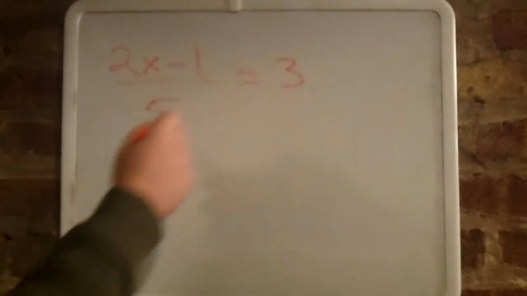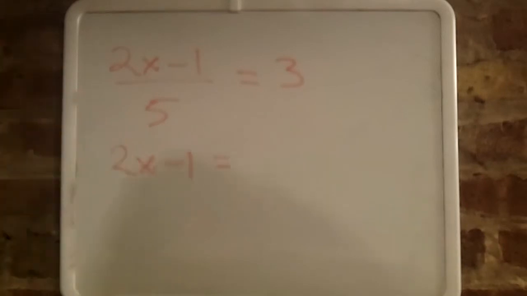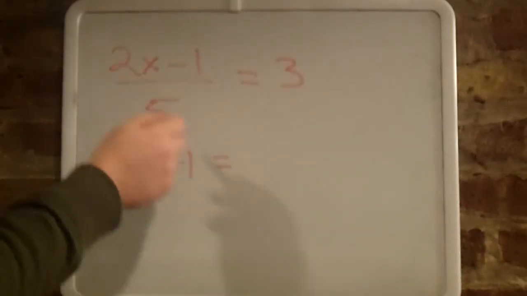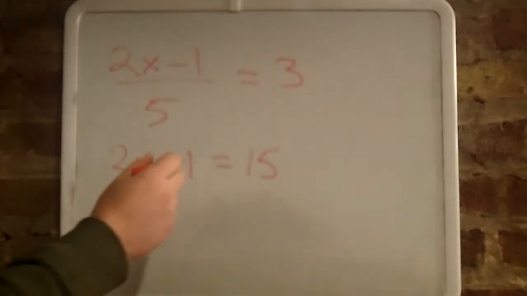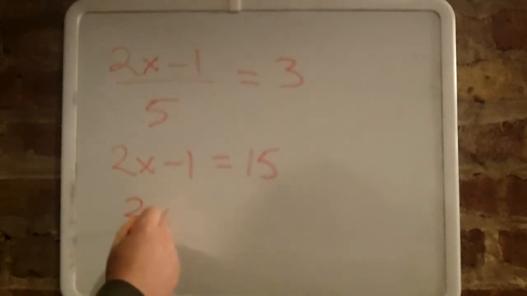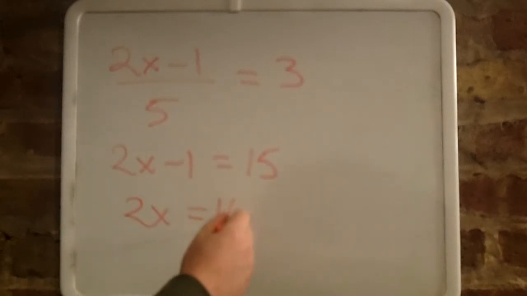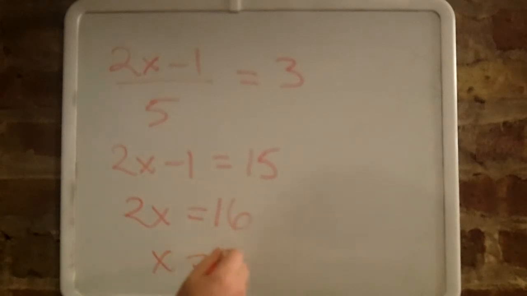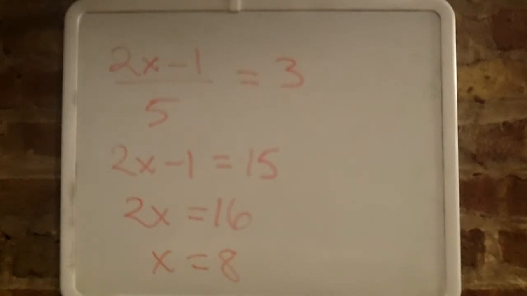So if I start by multiplying both sides by 5, if I multiply this side by 5, it cancels out the 5 on the bottom. 3 times 5 is 15. If I add 1 to both sides, I get 2x over here, because the plus 1 cancels out the minus 1. 15 plus 1 is 16. Now I divide both sides by 2, and I get x equals 8. And when you solve an algebraic equation, you generally don't need to write out every single step. You just need to write out the intermediate results of what you did is usually sufficient.